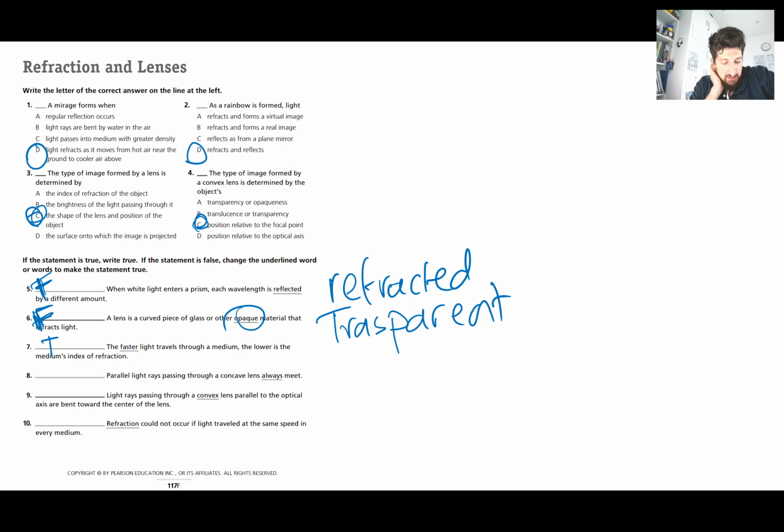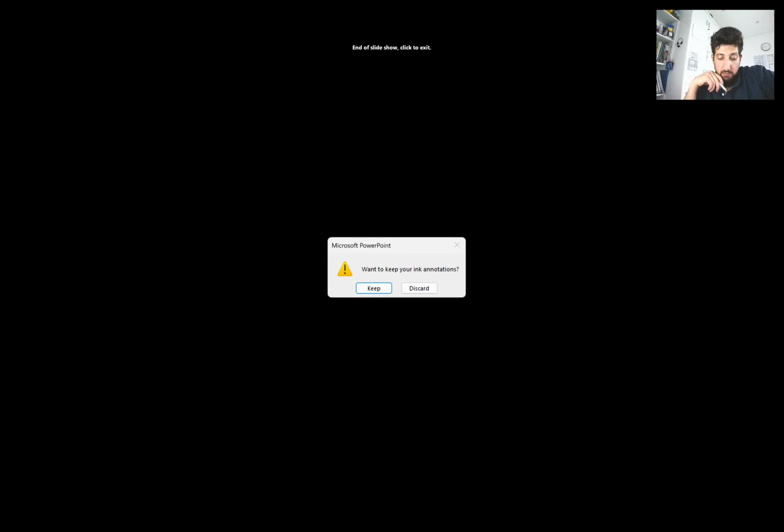Parallel light rays passing through a concave lens always meet. Concave lens, always meet. Never. Okay, I guess that's the end of the lesson.